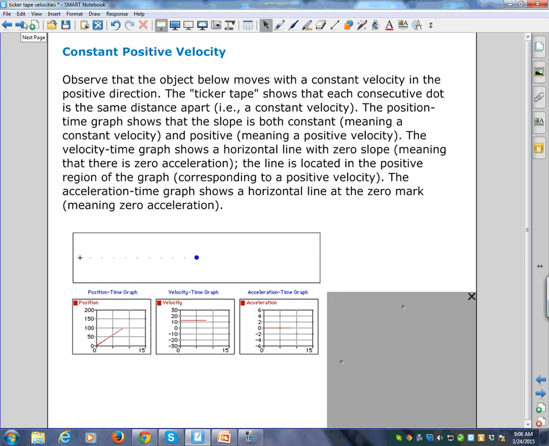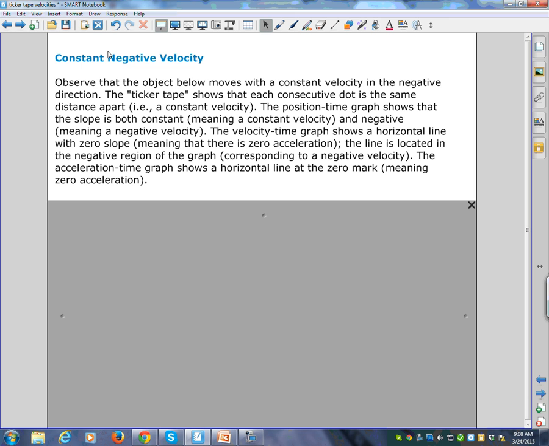So the next one is constant negative velocity, and again, I'm not going to go through the text. You can read it on your own. But what are the little turds going to look like?